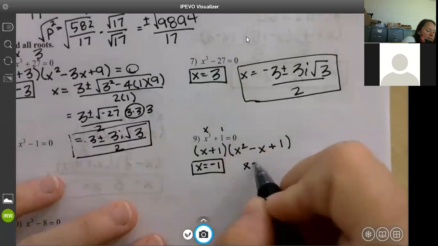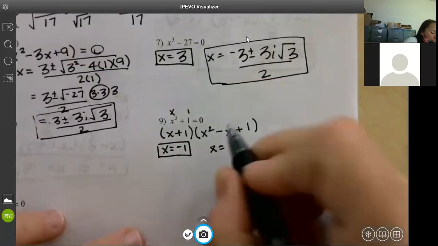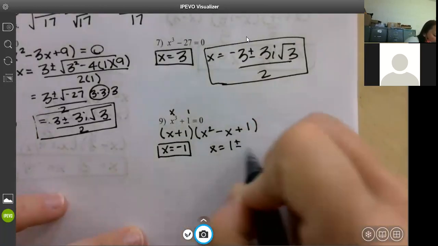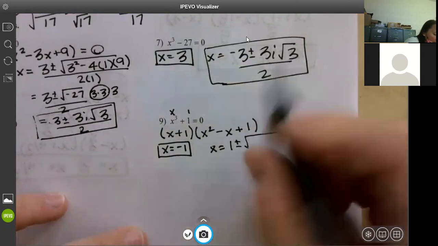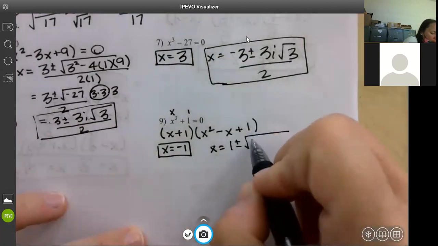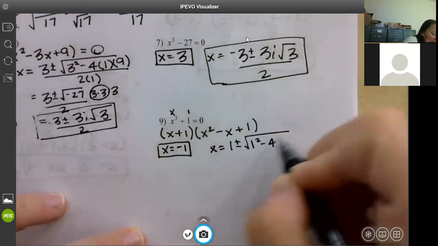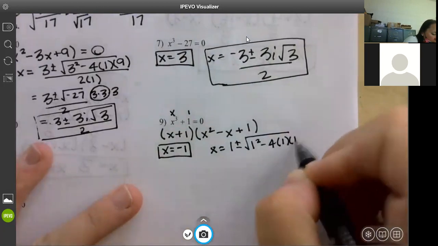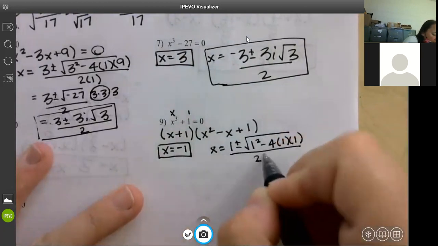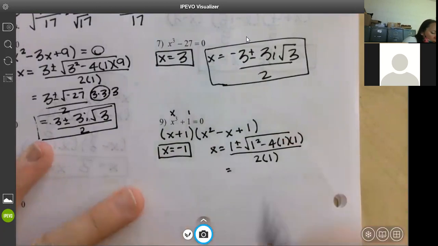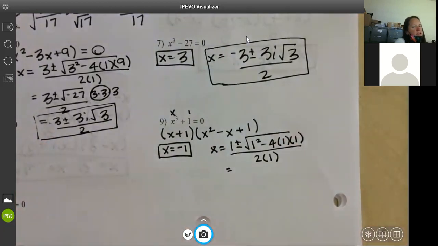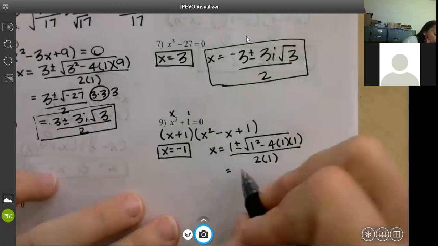Your second one, x equals -b, 1, plus or minus. Take that square root, b squared, -4 times, all over 2 times 1. 1 squared minus 4 times 1 times 1.